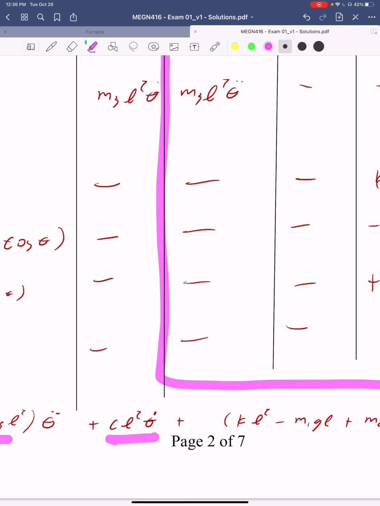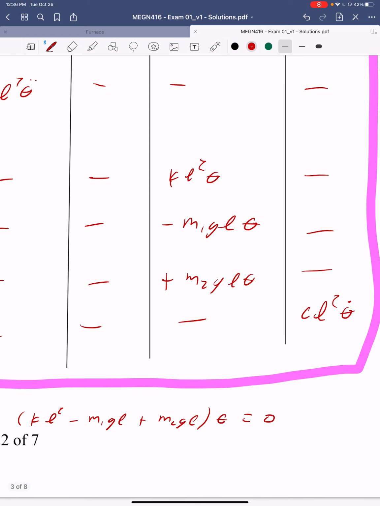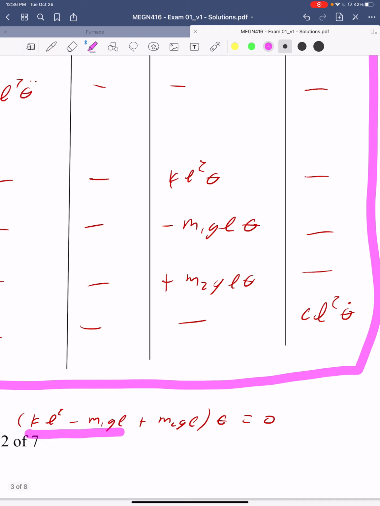These terms right here, just in front of the theta dot, are our C EQ, which is C L squared. And this right here is our K EQ. Okay? So there's an example with the Lagrange method.